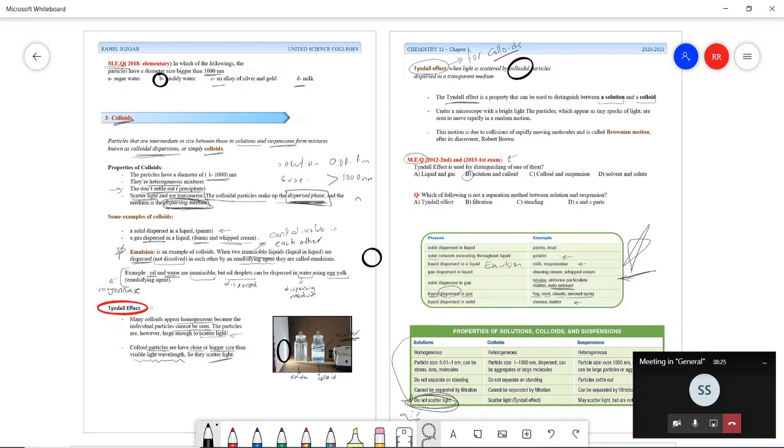Because the smoke is colloid, it will show the laser light because it will scatter the light. That's why they use smoke.